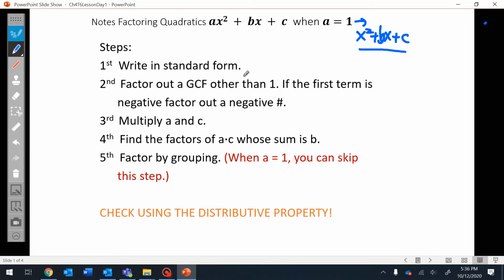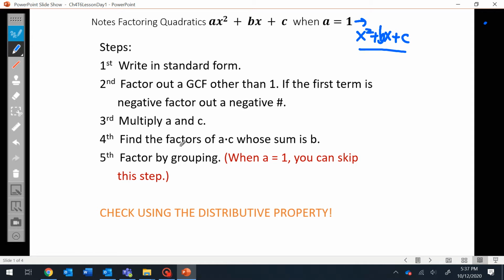Steps. Write it in standard form, of course. Factor out the GCF other than 1. If the first term is negative, factor out a negative number. So all of that is the same. For the third step, we're going to multiply the a value and the c value. Remember the a value is 1, so really what we're looking for in the third step is the c value. However, let's keep in mind that we're multiplying the a value and the c value because it comes in handy for later.